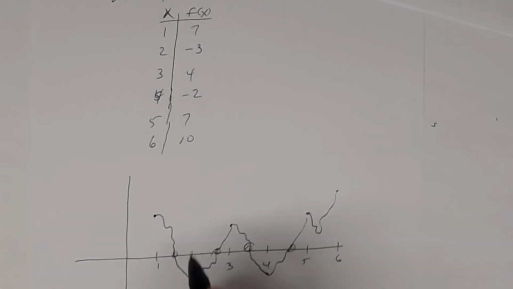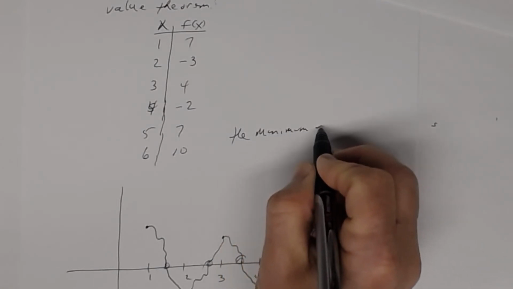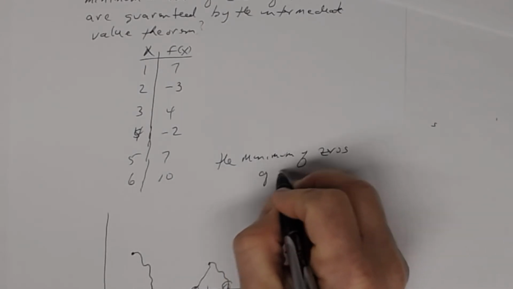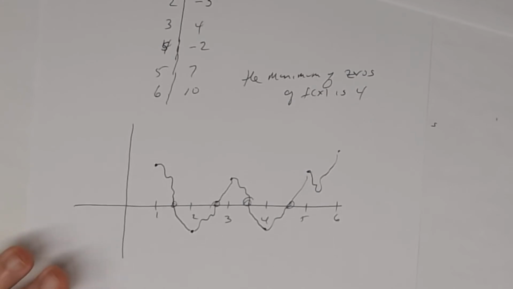So the answer is 4. So the minimum number of zeros of f of x is 4. That you know. You know it has to be at least 4. It could be a lot more than 4, but you know it has to be at least 4. So that's what that says.